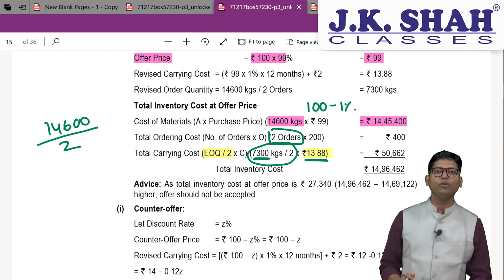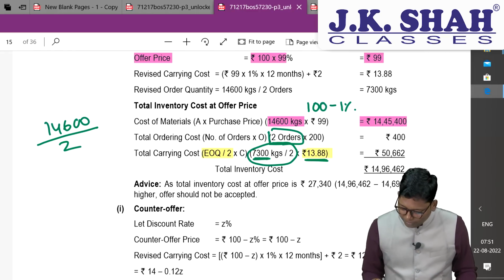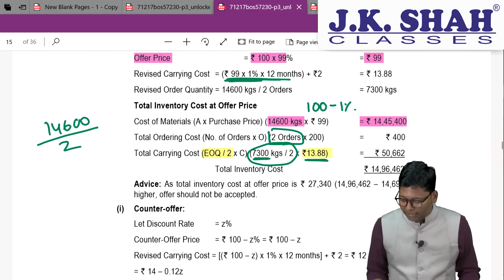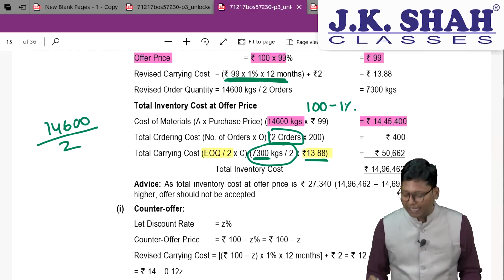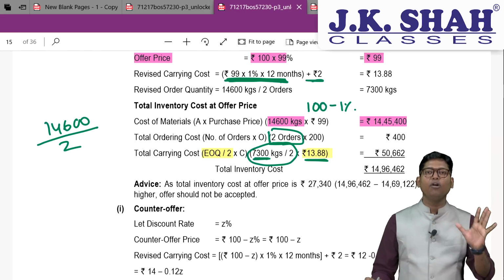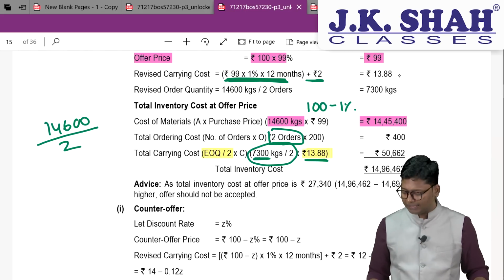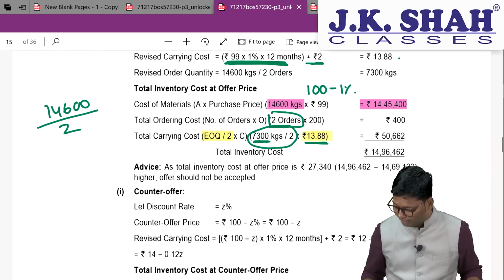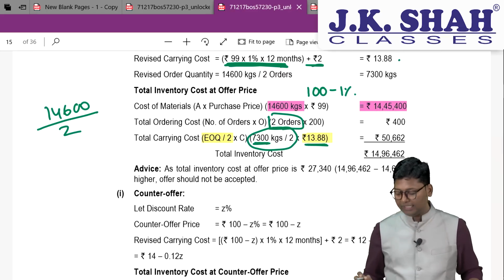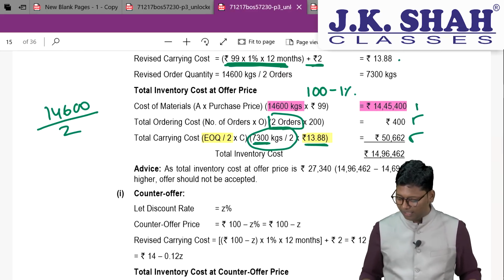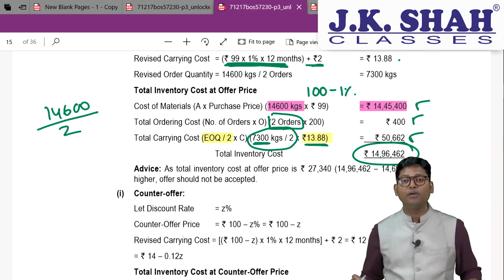You can check here, 13.88. Hope you got it, how to calculate it. It is computed by considering 12% on rupees 99, and in that 2 rupees flat storage cost is added, and this is how 13.88 is computed. So total calculation is 50,662, and this is something called as total cost.